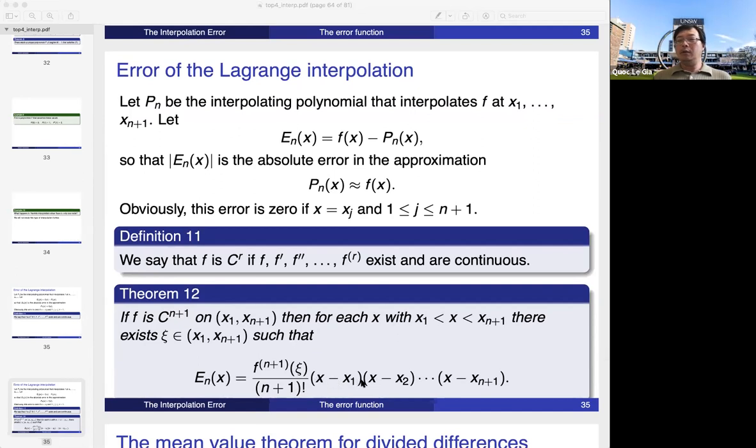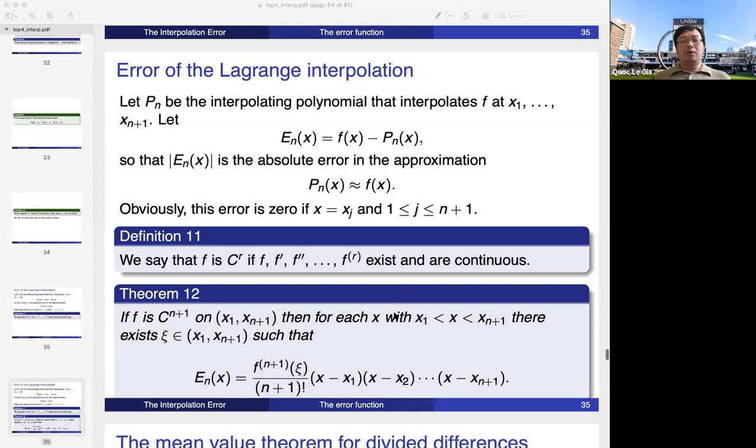And this one is a product, x minus x1... No, that's a good question. But you see, that is our assumption. So we have to assume that it's differentiable, and then it implies that it's continuous. Because if it's continuous, then it's not automatically differentiable. But we assume that it's differentiable first, so therefore it's continuous.